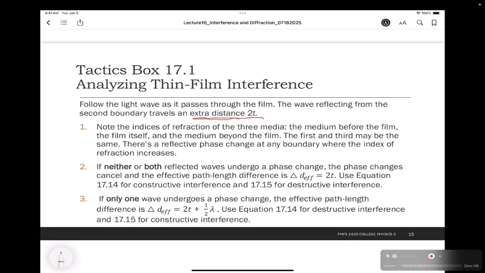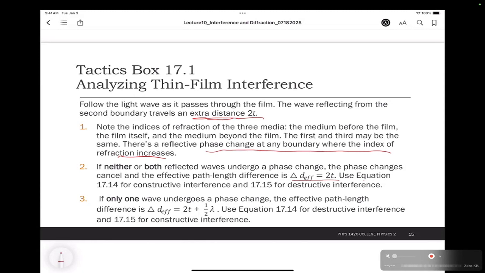First step, note the indices of refraction of the three media: the medium before the film, the film itself, and the medium beyond the film. There should be three different media, and the first and the third may be the same. There is a reflective phase change at any boundary where the index of refraction increases. We have talked about that. If neither or both reflected waves undergo a phase change, the phase changes cancel, and the effective path length difference is equal to this one.